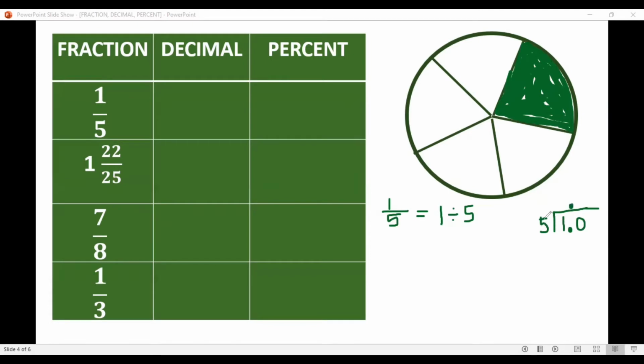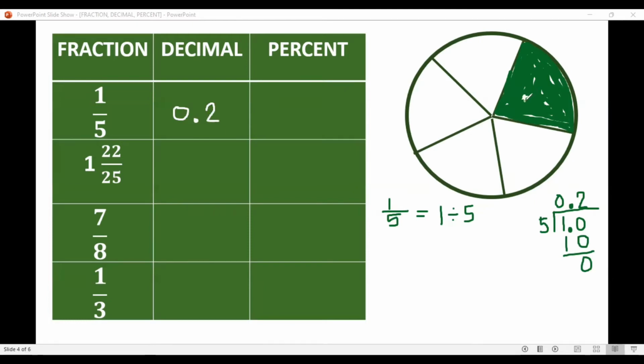1 divided by 5 will give you a 0 answer. And then you have 10 now. 10 divided by 5 is 2. So 2 multiplied by 5 is equivalent to 10. Therefore, the answer is 0.2. So our answer simply means 0.2, and that is the decimal equivalent of 1/5. So 1/5 is equivalent to 0.2.